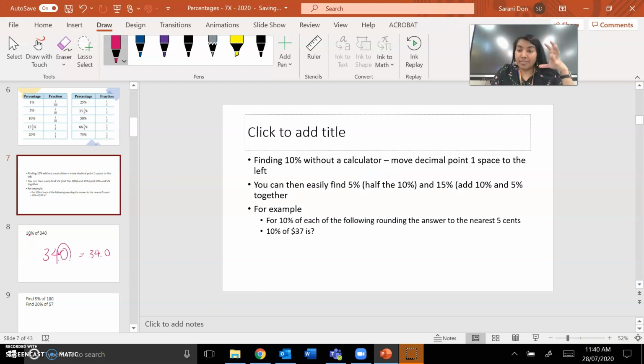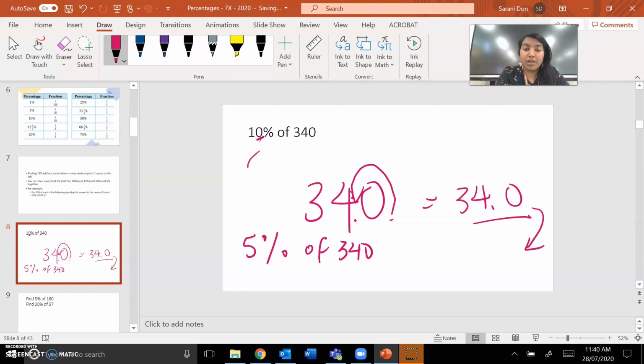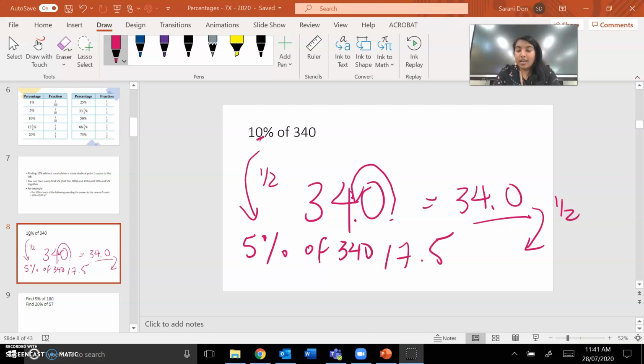Because we know 10% is quite easy to find out, we can find out 5%. So if I ask you what is 5% of 340, we know that 10% is 34. So 5%, because from here to here we've halved it, on this side we're going to half it as well. So half of 34 is 17. That means 5% of 340 is 17.